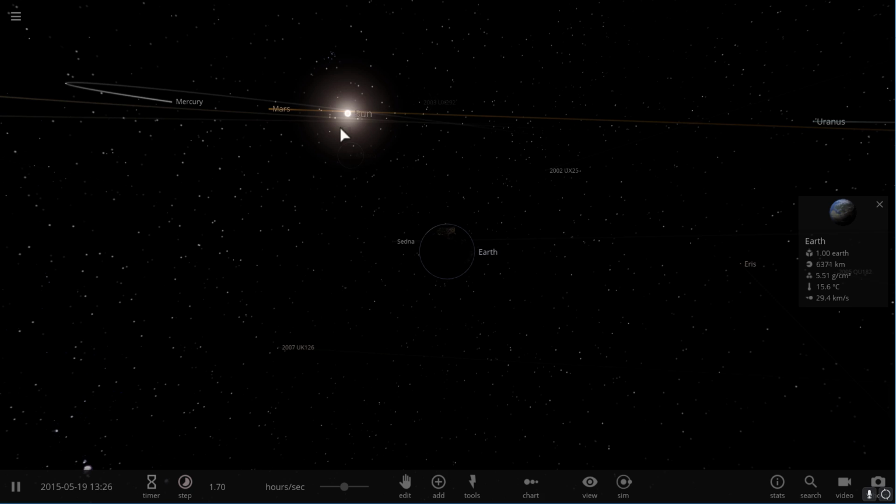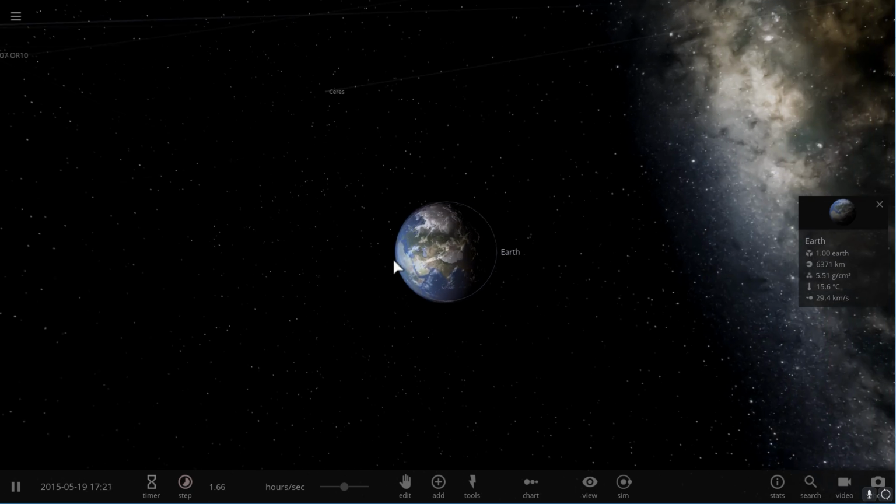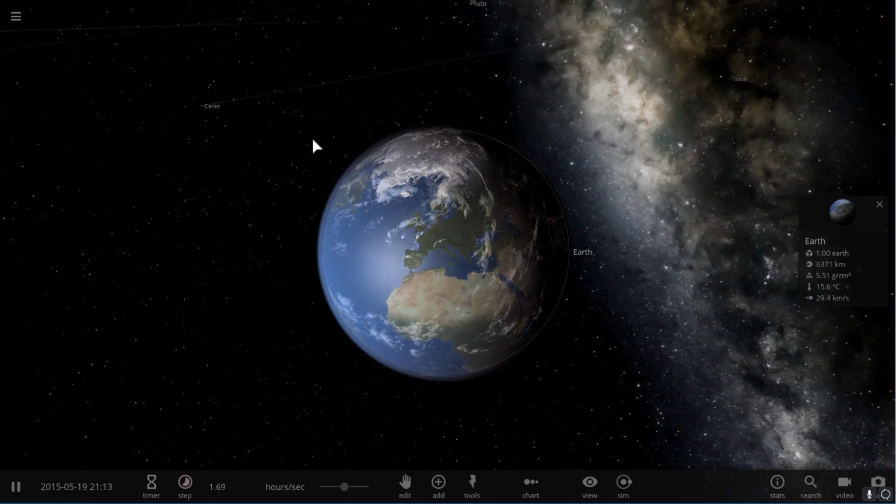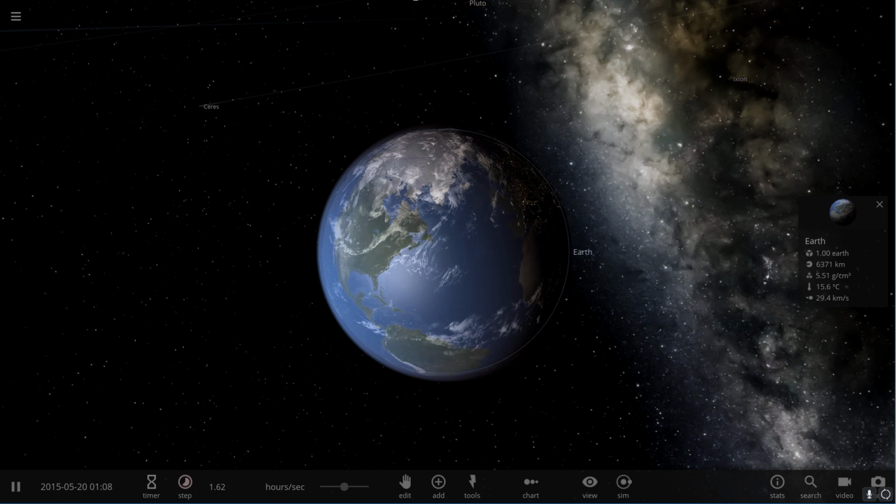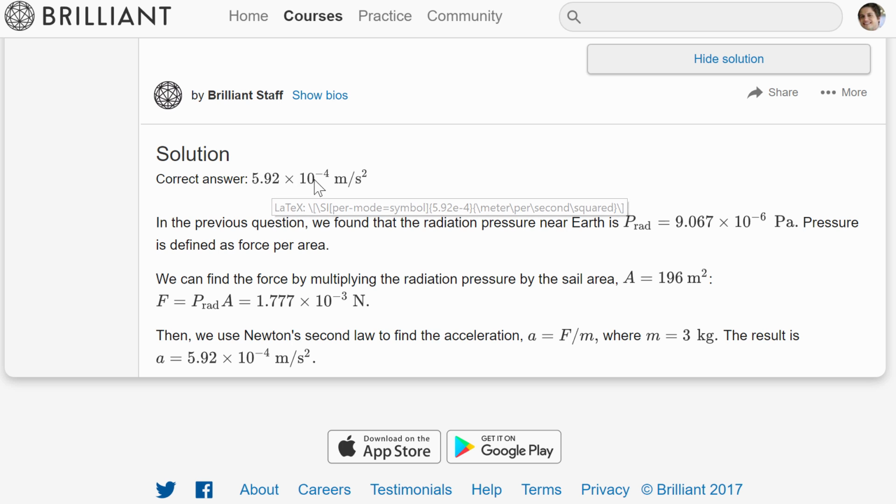And mostly because at this location, a meter square of solar sail will only produce approximately 6 times 10 to the minus 4 meters per second square of acceleration, assuming the probe is about 3 kilograms in weight. Now that is a very, very small amount of acceleration. If you know anything about gravity, the gravity on Earth is about 9 meters per second square. This is like 10,000 times less than that.